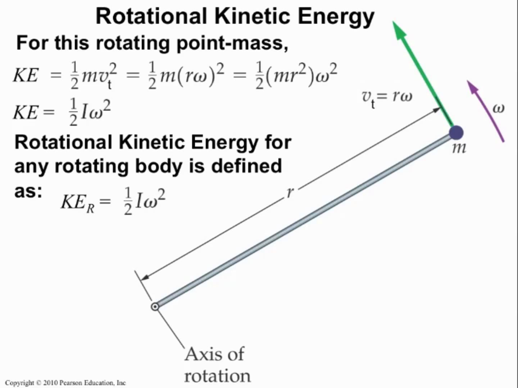for any rotating body. And as usual, since the formula for rotational kinetic energy is valid for a point mass, it's also valid for an entire body consisting of many point masses, because that body is just the sum of all the point masses. All right, the SI unit of rotational kinetic energy is just like the SI unit for any energy, okay? It's always joules.